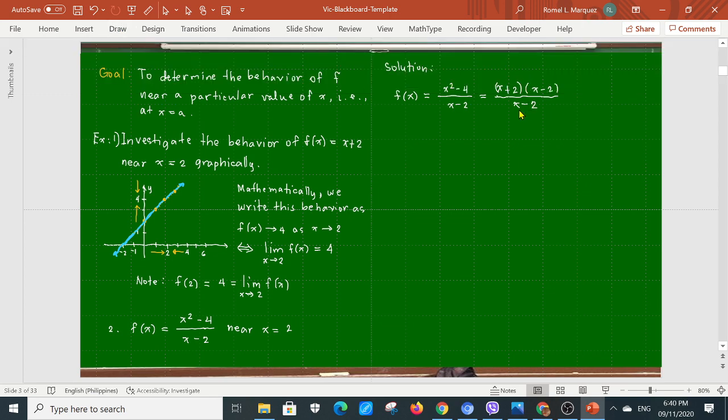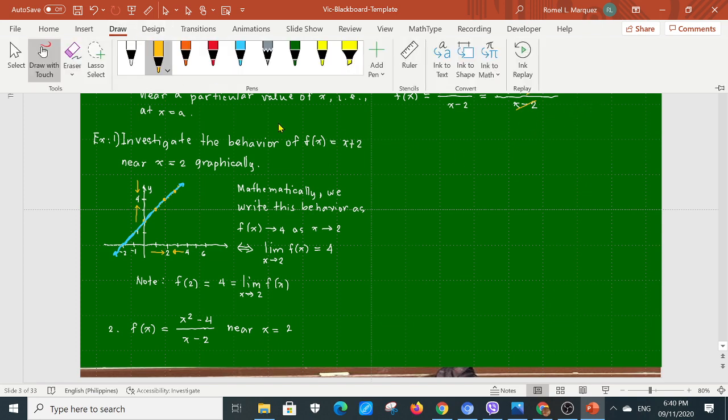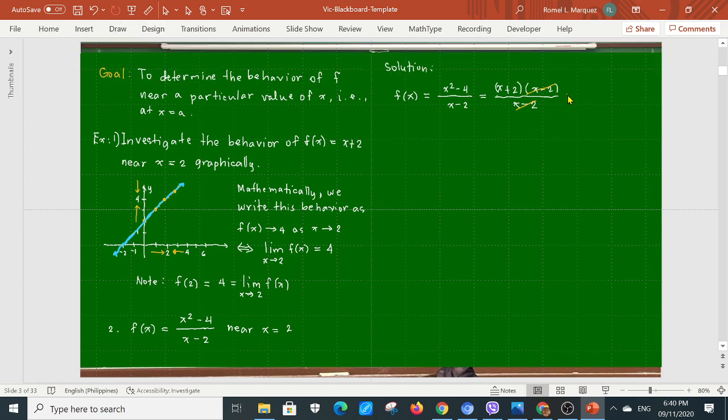Guys, I can cancel this. But once you cancel that, it's not totally equivalent to the original. If you cancel, I will get x plus 2. Notice that x plus 2 has no problem for any x, but the original has a problem when x equals 2. So we write here, for x not equal to 2. Meaning, this original function is equivalent to x plus 2 as long as your x is not equal to 2. So they have the same graphs except that we have to remove the point where x equals 2.